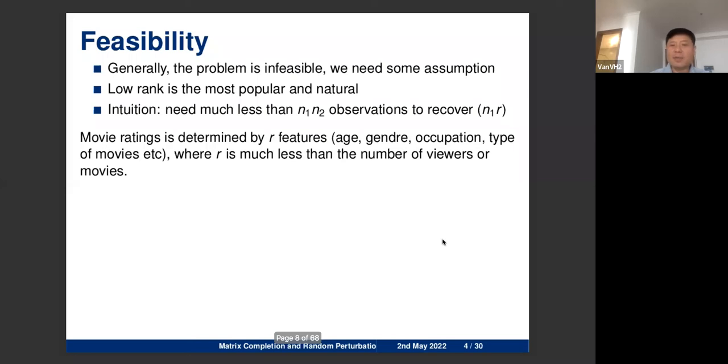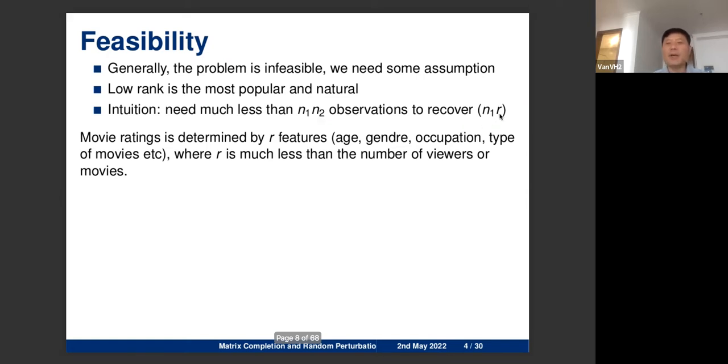Generally, the problem is of course infeasible. So we need some assumption about the matrix, right? And the most popular and natural assumption nowadays is that the matrix has low rank. Namely, the rank is much smaller than the dimensions n1 and n2. And from now on, I call the rank R, right?